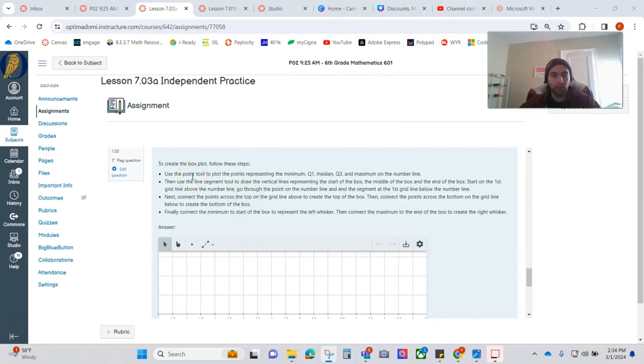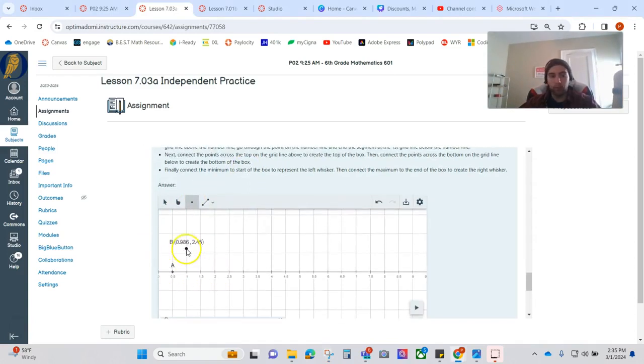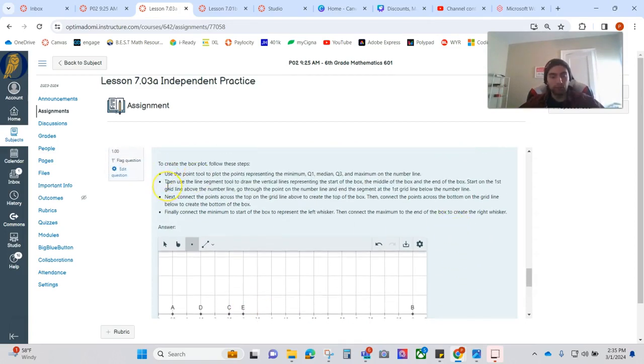Now let's follow these instructions. To create the box plot, follow these steps. Use the point tool to plot the points representing the minimum, quartile 1, median, quartile 3, and maximum. So I click on the point tool. Then I plot my minimum, which was 0.5. I plot my maximum, which was 9. My median is 2.5. My quartile 1 is 1.5. And my quartile 3 is 3. Okay. Step 1 done. Step 2.